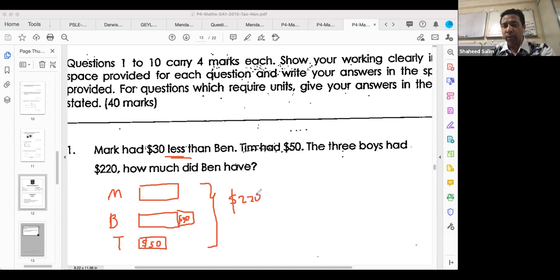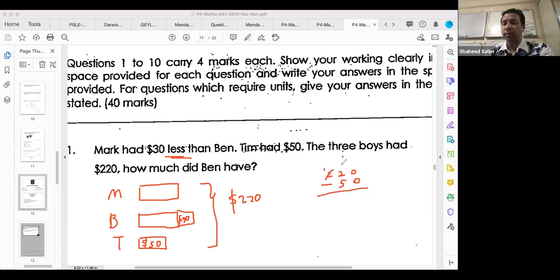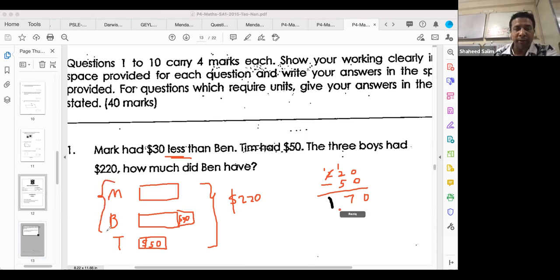So step one, what do we do? Step one, we can minus Tim's money because we know Tim got the amount. We minus lah. So how much do you get? Minus, you get 170. So that means, what does it mean? It means Mark and Ben got $170. Can you solve it now? Can you solve it? Not 1.7. Mark and Ben got $170. Can you solve this one now?